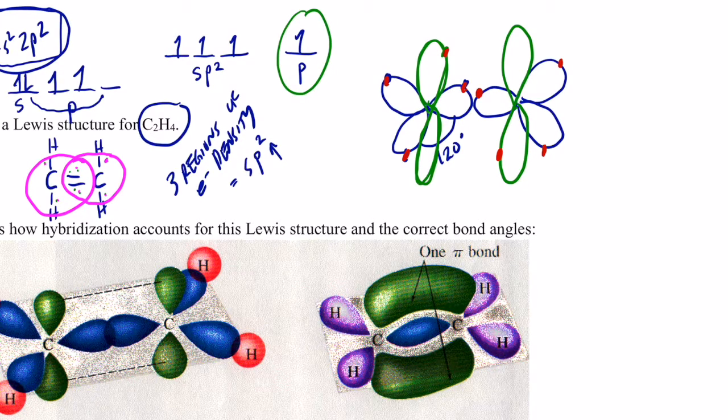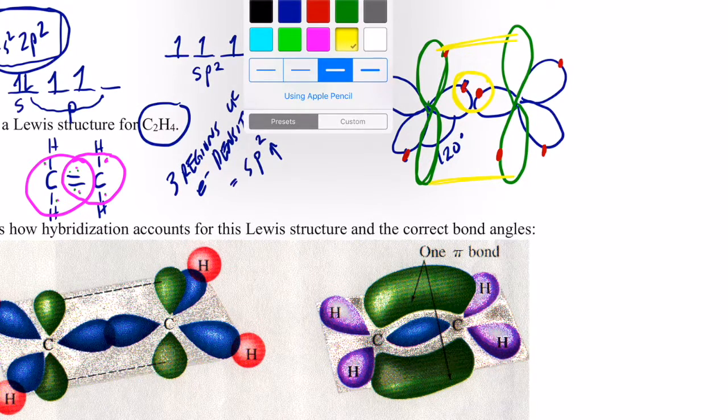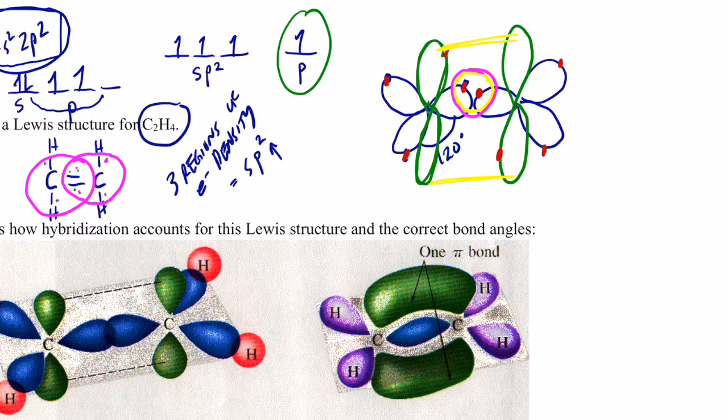Well, let's see. If these 2 carbon atoms come close enough to each other, can't we end up with a pair being shared right there? And then can't this pair up here sideways overlap? If they get close enough to each other, they can. And so we end up with this head-to-head overlap right here in the middle. Let's pick a different color so it shows up. This head-to-head overlap of hybridized orbitals, that is called a sigma bond. And then we have this parallel overlap of non-hybridized p orbitals, which we call a pi bond.